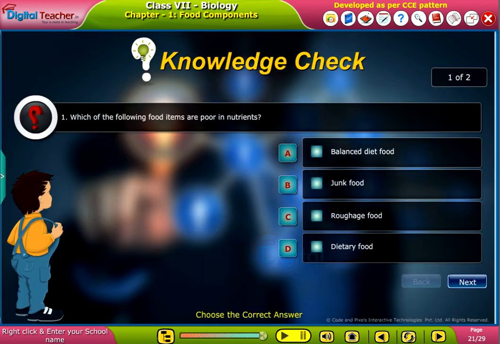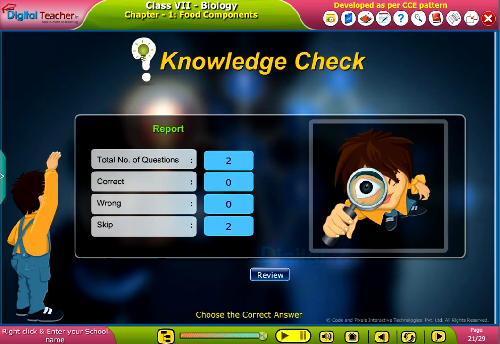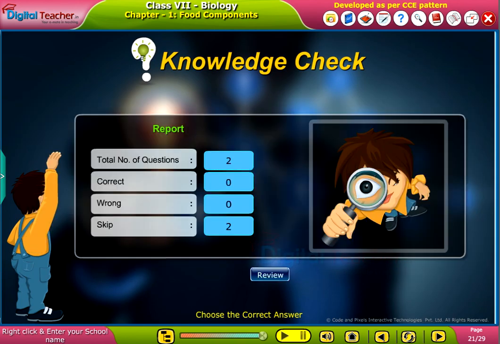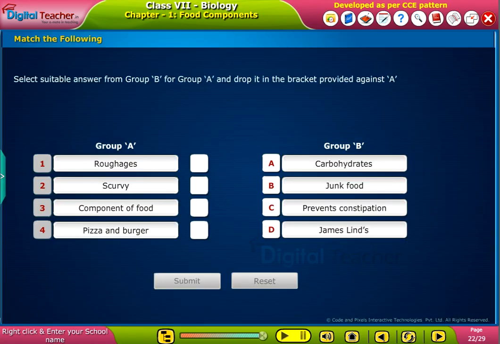Knowledge check. Attempt the following questions to check your understanding. Select suitable answer from Group B for Group A and drop it in the bracket provided against it.